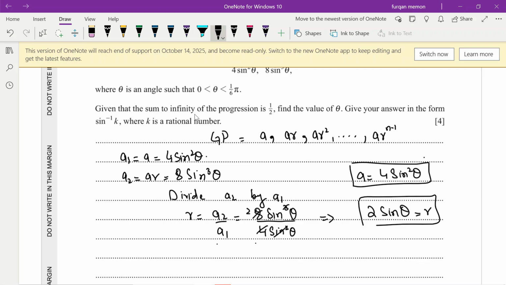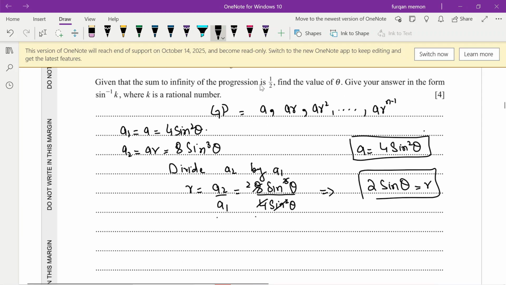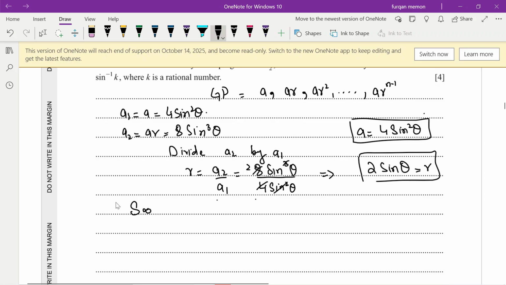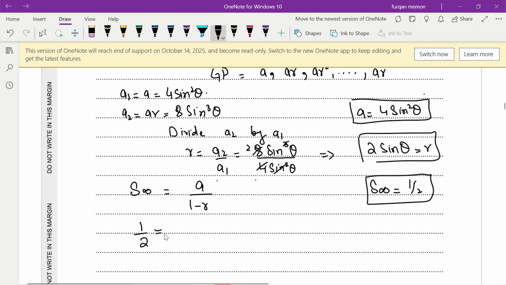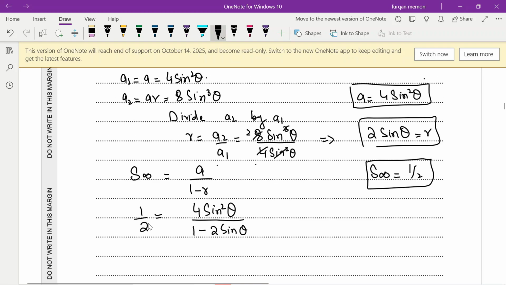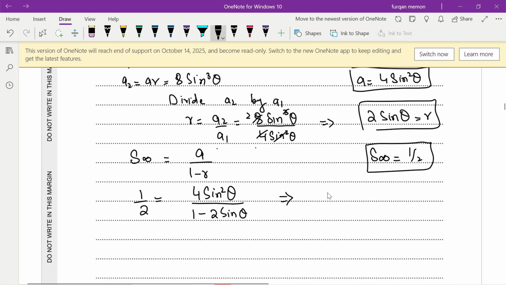And we know that the sum to infinity is given, which is 1/2, and the formula for the sum to infinity is a over 1 minus r. When we plug these three values into this equation, we will have 1 over 2 is equal to 4 sine squared theta over 1 minus 2 sine theta. By cross multiplication, we will have 1 minus 2 sine theta is equal to 8 sine squared theta.